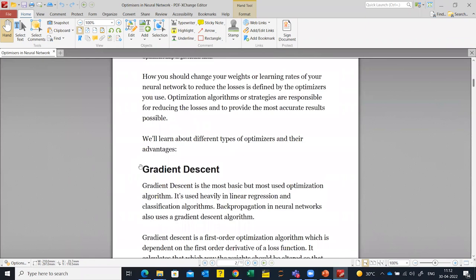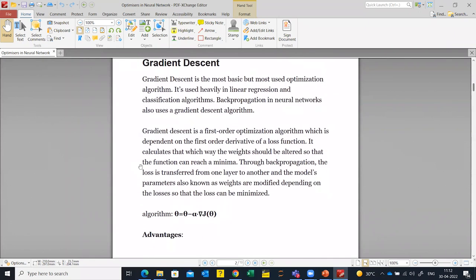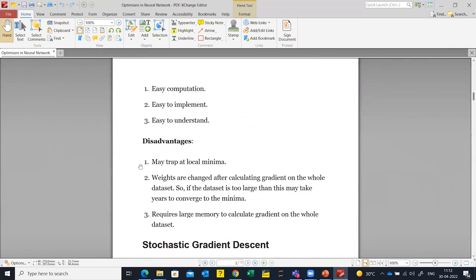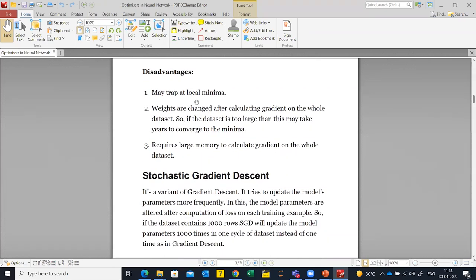All right. So the advantage is that it is easy computation, easy to implement, and easy to understand. Next is the disadvantage: it may trap at local minima.